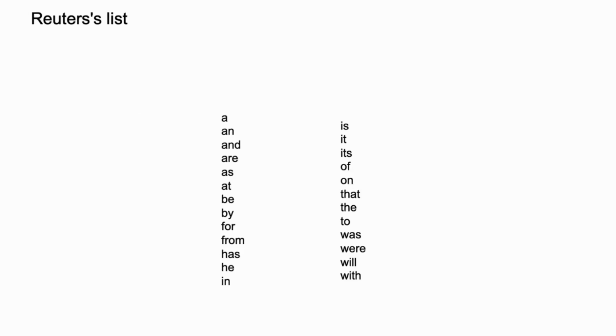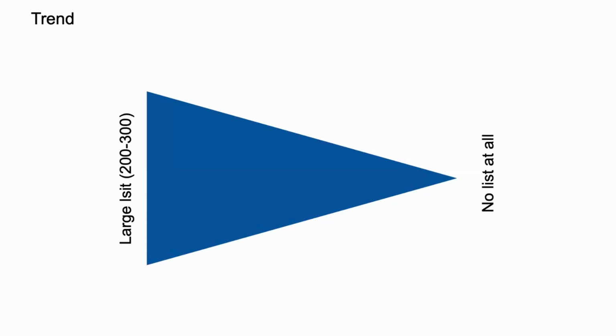A and R as at B by for from. So all that's a common list that is called the Reuters list that was popular at some point. Now there is a trend, and again that has to do with the fact that we have larger and larger disks and more computing power. And the trend is to have less and less stop words. So back then, we could even have large lists of hundreds of stop words that we completely ignored.